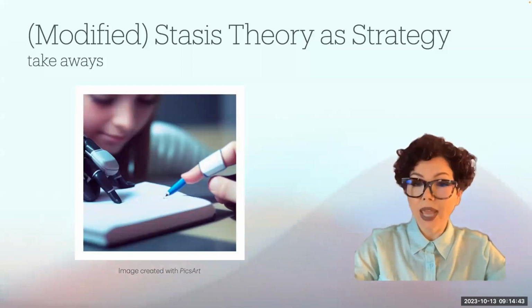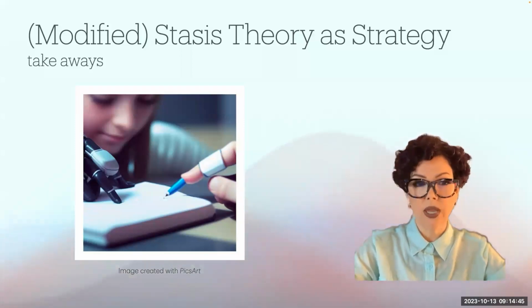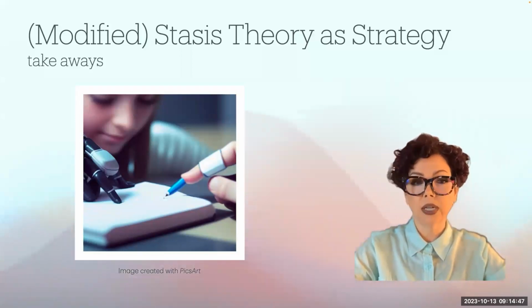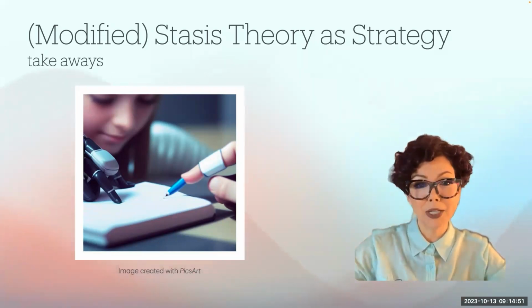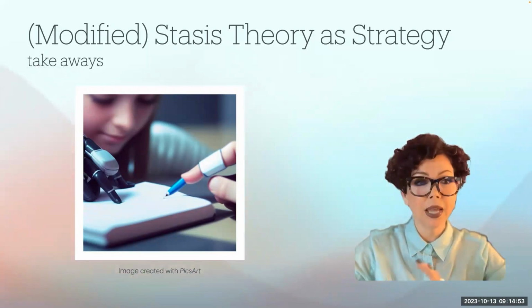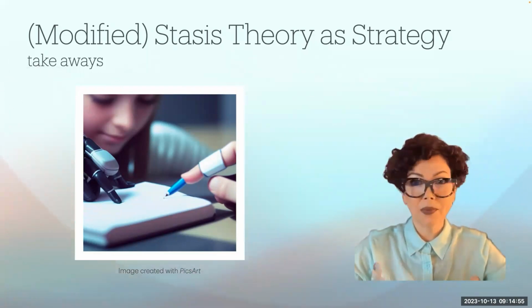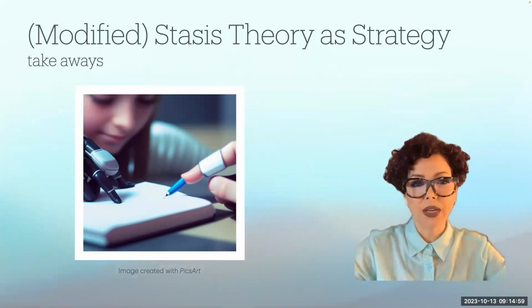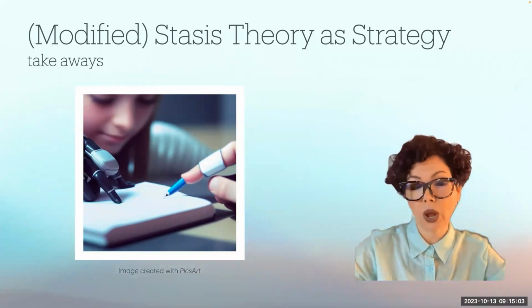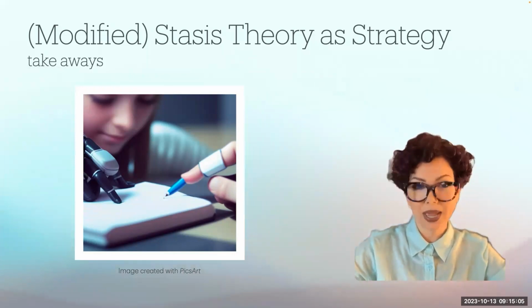Now, the takeaways that I want you to leave with is that modified stasis theory is a great strategy, and that it comes from ancient Rome and Greece, but it's still modern. It's still relevant today. And I'm showing this picture here that I generated using PixArt, and I asked it to show a writing student assisted by AI.